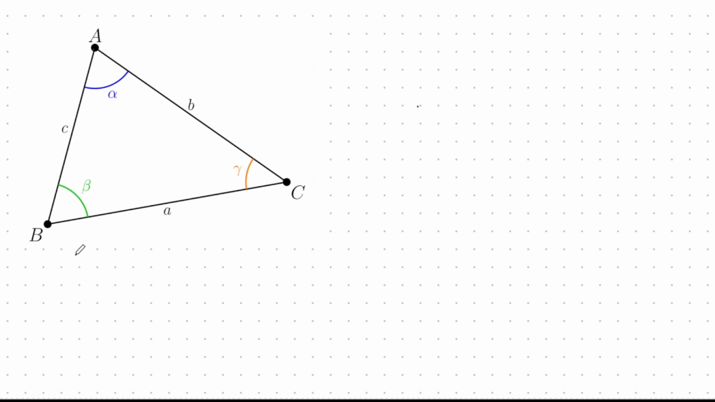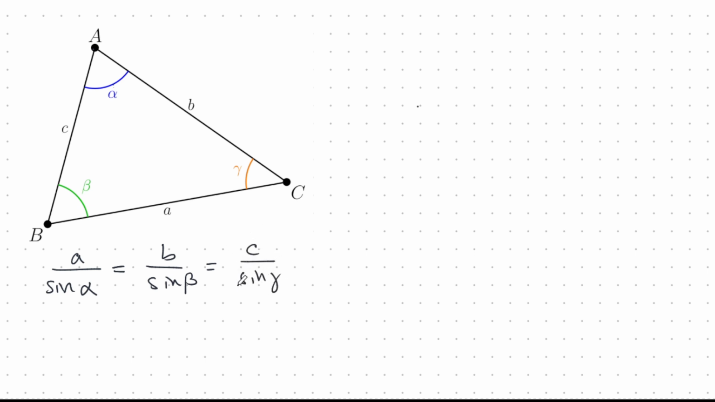And let's write that down. So that's a over sine alpha. So the side a corresponding to the angle alpha. And this is equal to b over sine beta. And this is equal to c over sine gamma.